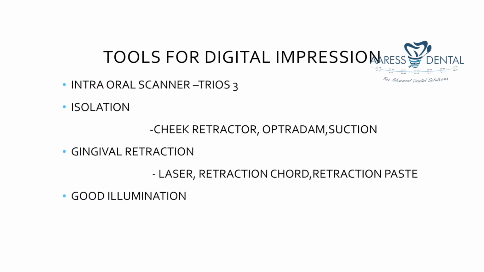The tools that are required for a good digital impression are an intraoral scanner like Trios 3. We need a very good isolation, so we have to use either a cheek retractor or an Optragate along with the suction. We need a very good gingival retraction. We can use either a laser or a retraction cord and/or a retraction paste. My preferable way of doing it is using a retraction paste. 3M has a very good one, and we need a very good illumination.